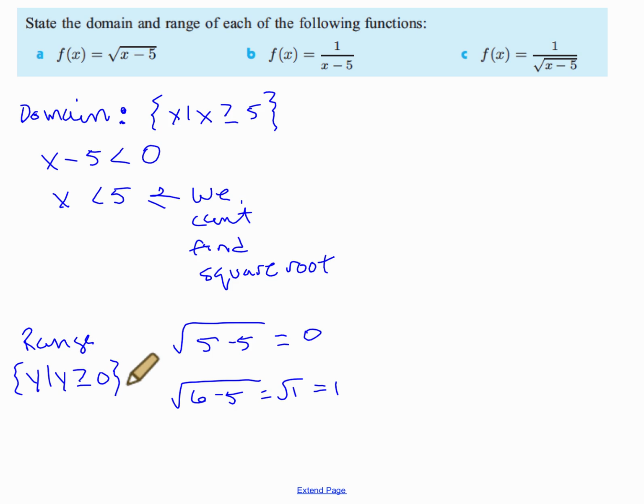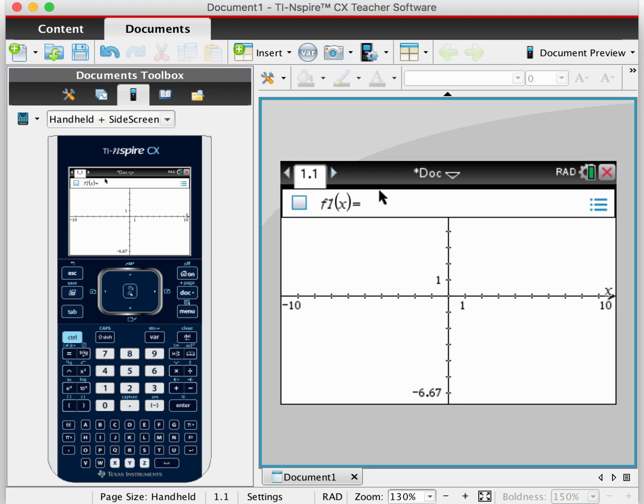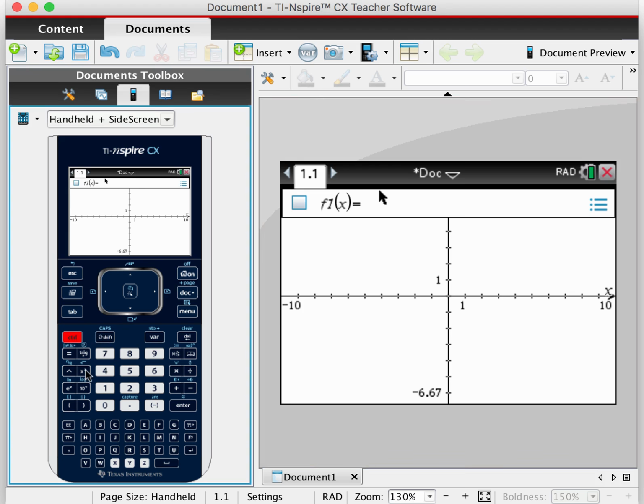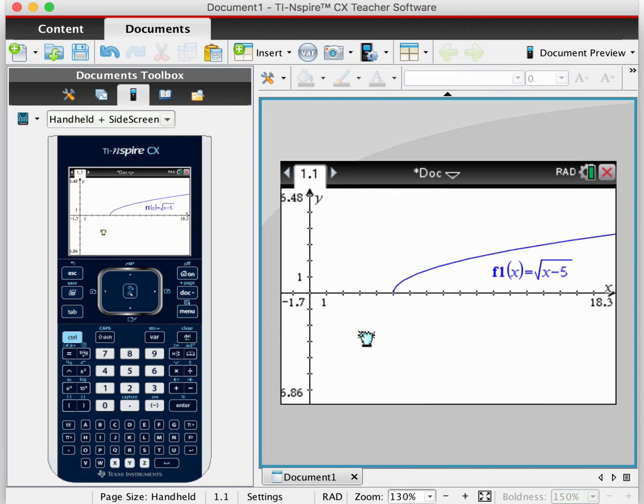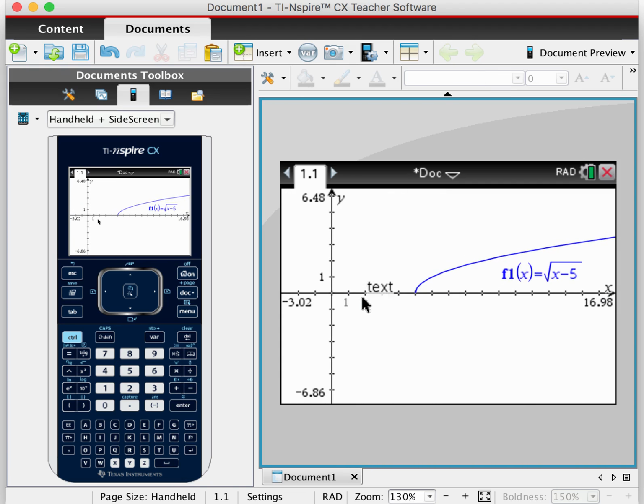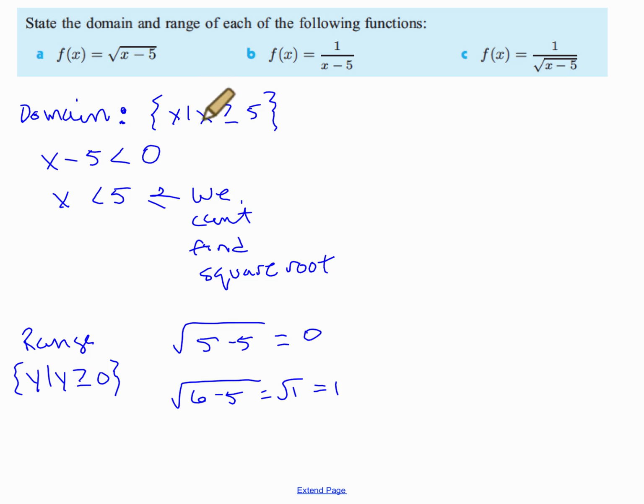And let me show you that on the graph, the square root of x minus 5. Sometimes that makes things make a little bit more sense. Pay attention to how I graph this. There's my square root symbol right there. And then it's x minus 5, enter. And so we can see that right there, 1, 2, 3, 4, 5. It starts at 5, the x coordinate, and it goes to the right forever, which is what we said here, the set of x such that x is greater than or equal to 5.